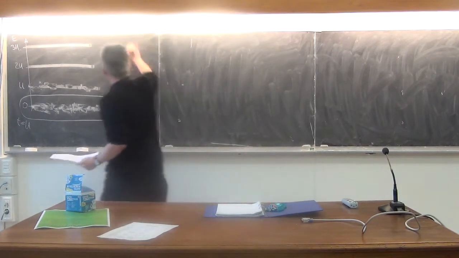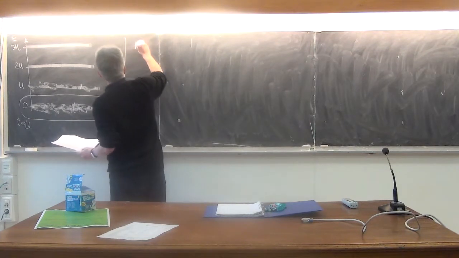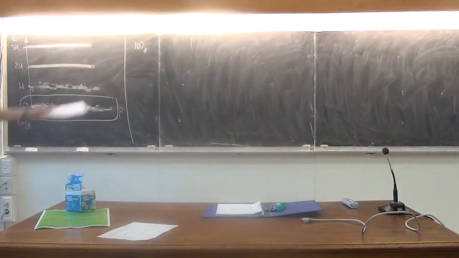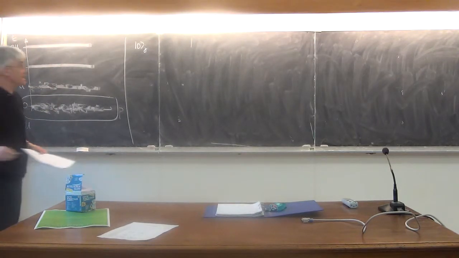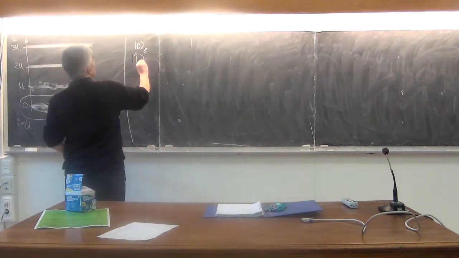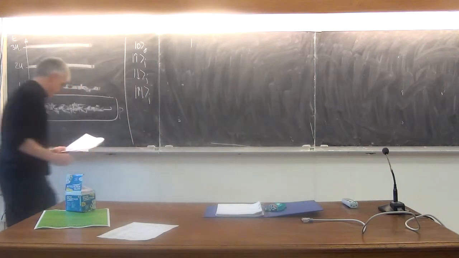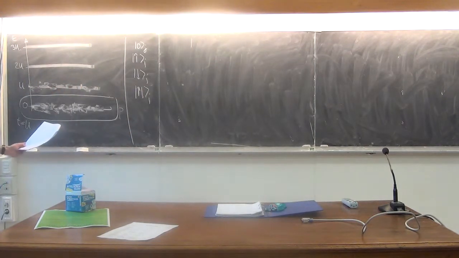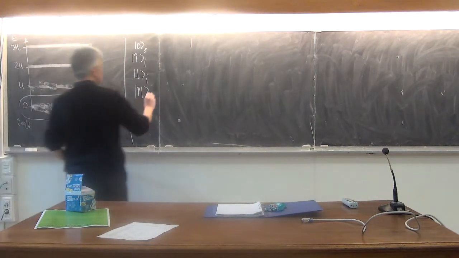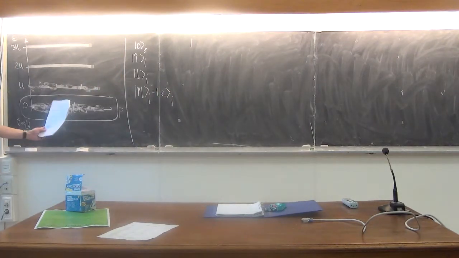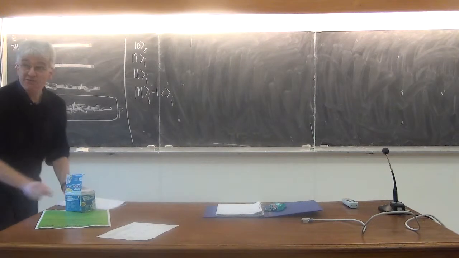So, let me start. On each site, let me first write the basis of the Hilbert space. So I would have the empty site, electron spin up, electron spin down, and doubly occupied. Did I do this correctly? Up, down. Yeah, so I call this 2. And so be careful.